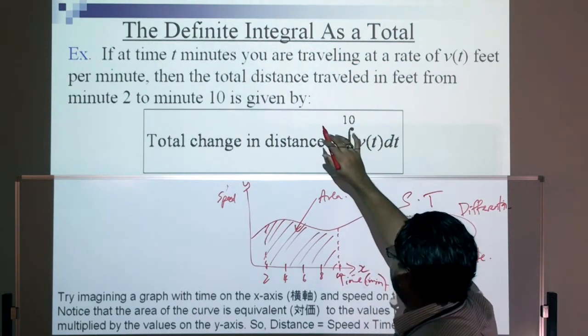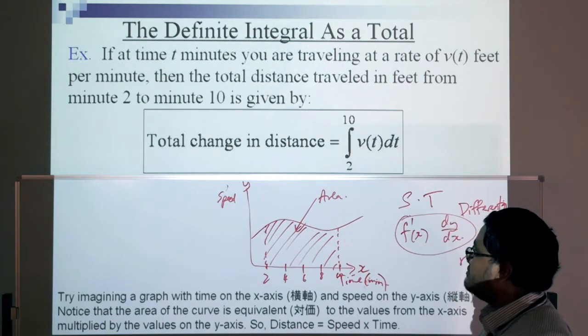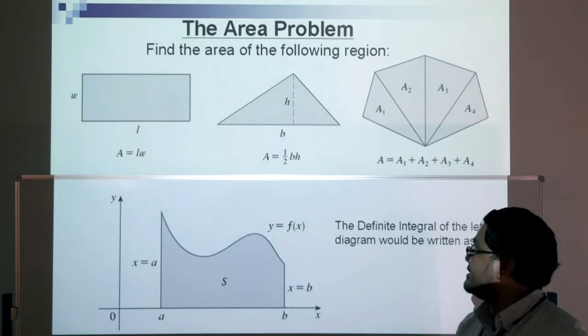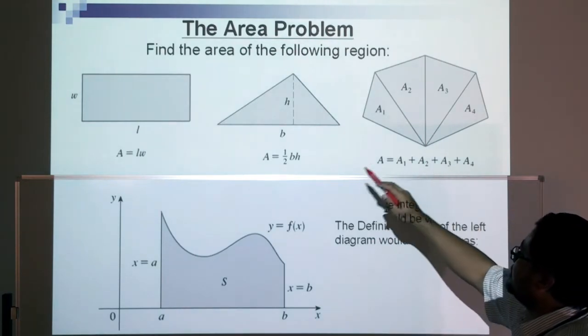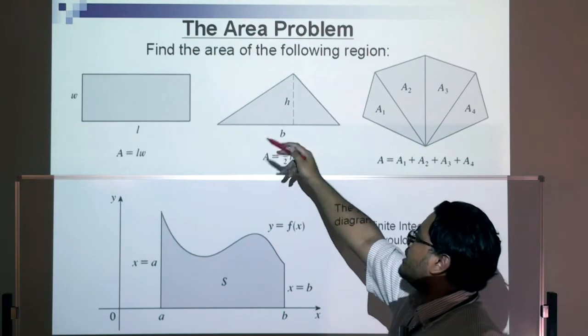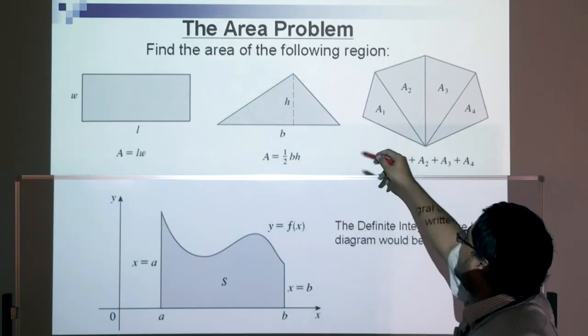So that's what makes it different from integration. Okay, let's move forward. Another example, the area problem. Find the area of the following region. A rectangle, or a square, the area is the length times the width.